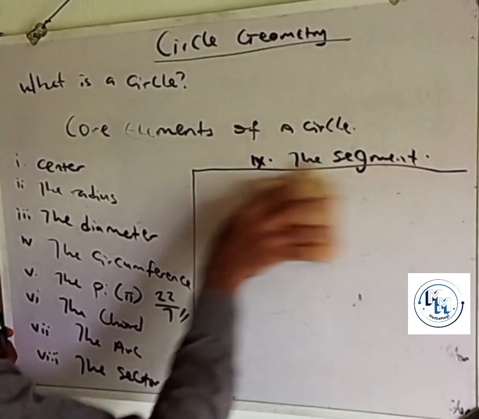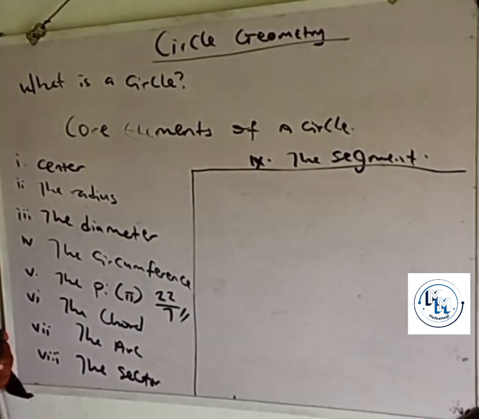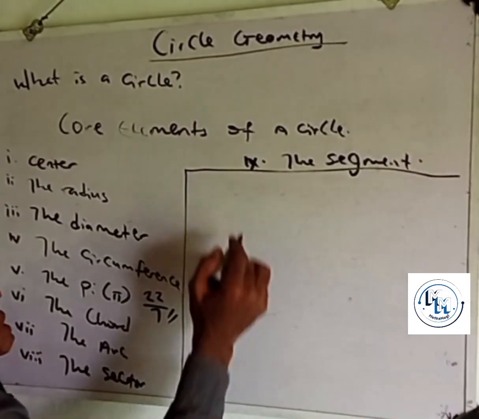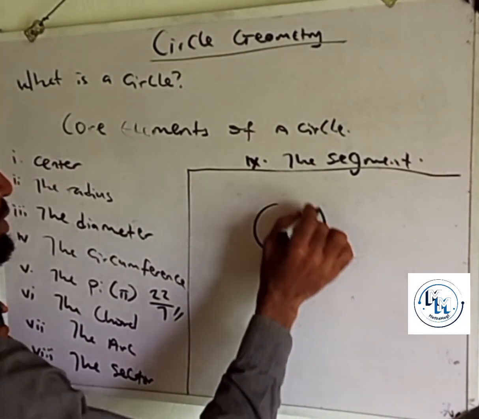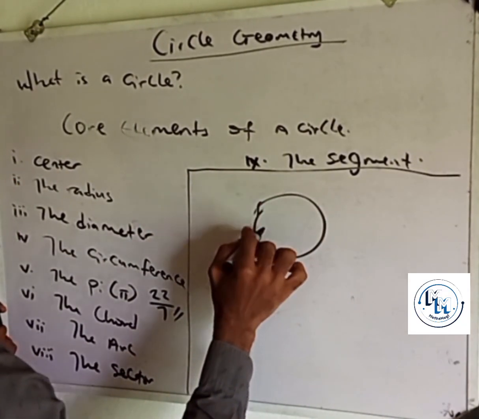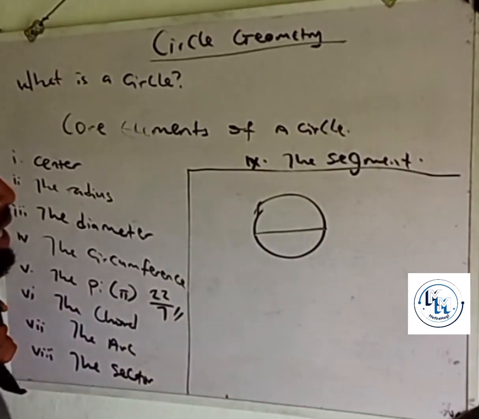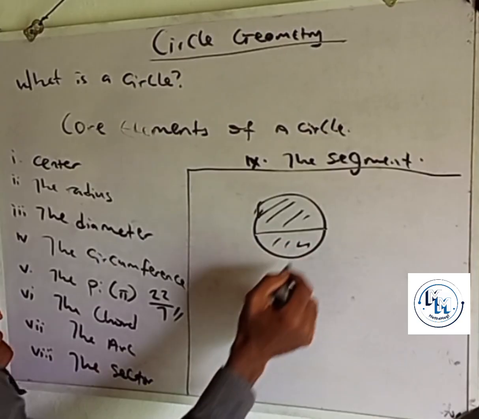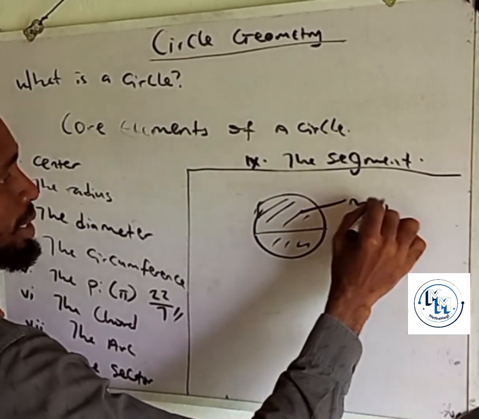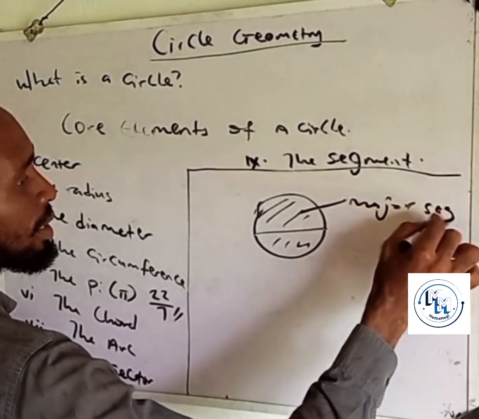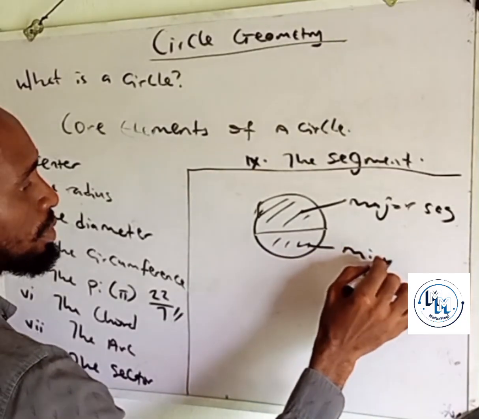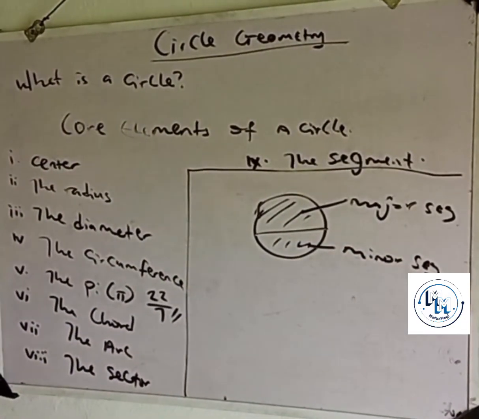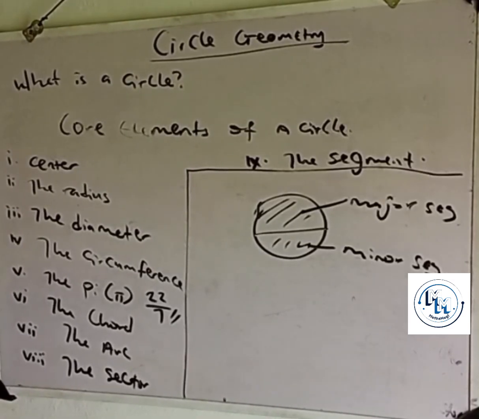Now, the last thing we're going to be looking at is called the segment. A segment of a circle is always bounded by a chord and an arc. So this is a segment. This is also a segment. We can call this the major segment, and we can call this the minor segment. So when we are playing with circle geometry, these are some important things you need to know.